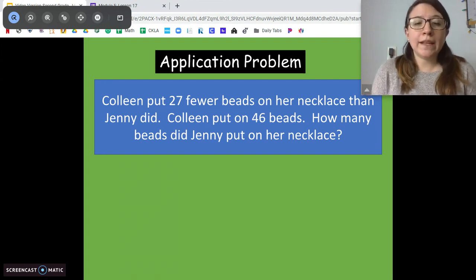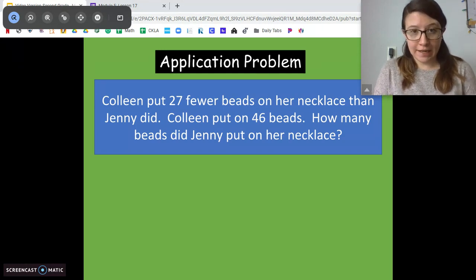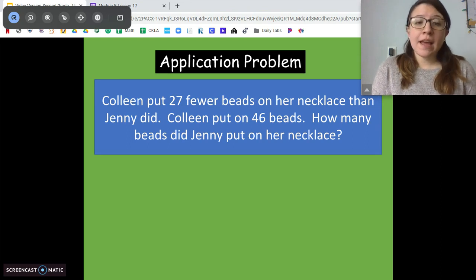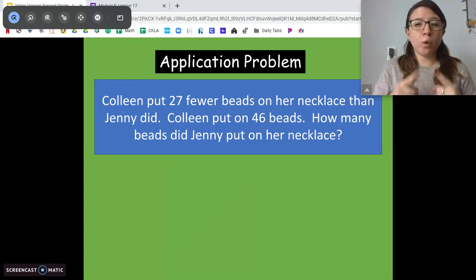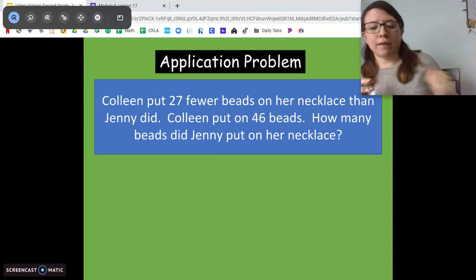Colleen put 27 fewer beads on her necklace than Jenny did. Colleen put on 46 beads. How many beads did Jenny put on her necklace? I want you to think, who put more beads on their necklace, Colleen or Jenny? Jenny put more beads. Good. Do we know how many beads Jenny put on her necklace? Not yet. So let's figure that out.